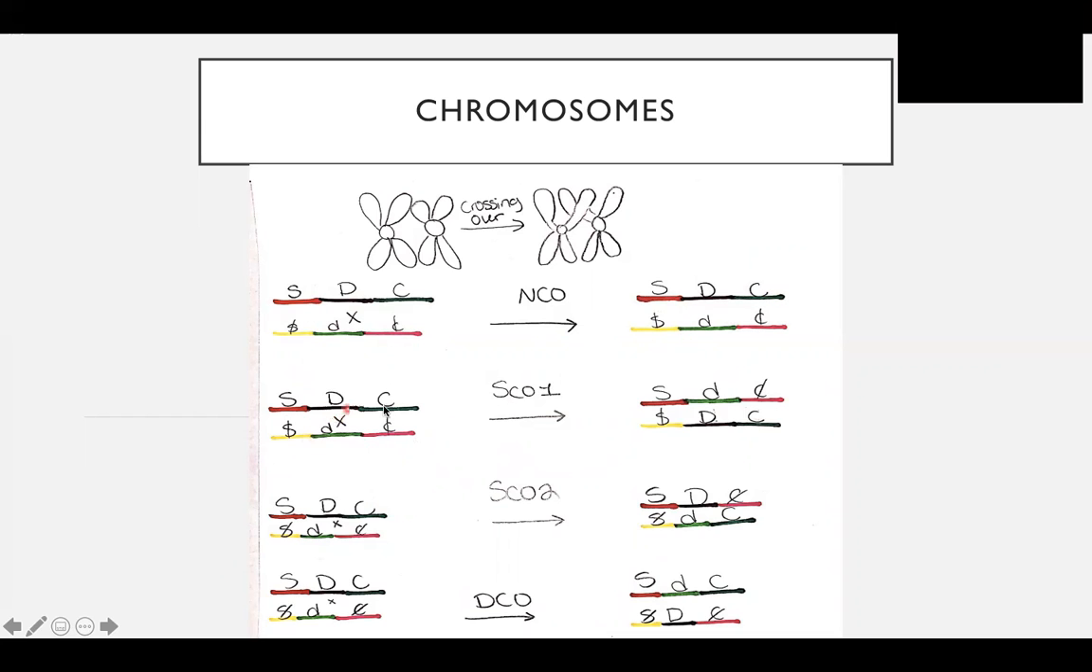And so here you'll see the different crossovers in these different regions. And so in a double crossover event, you'll be able to observe these particular regions crossing over, obviously.